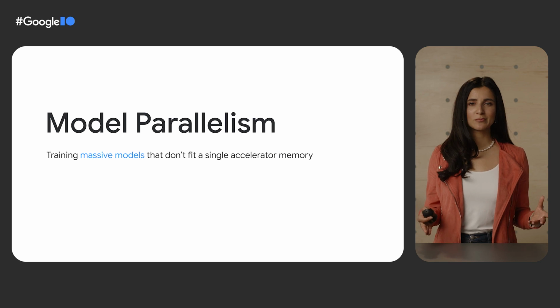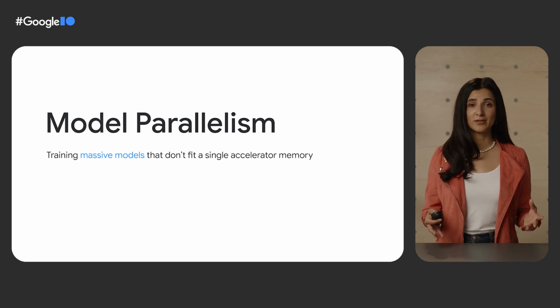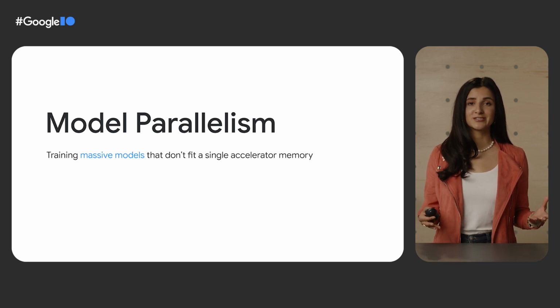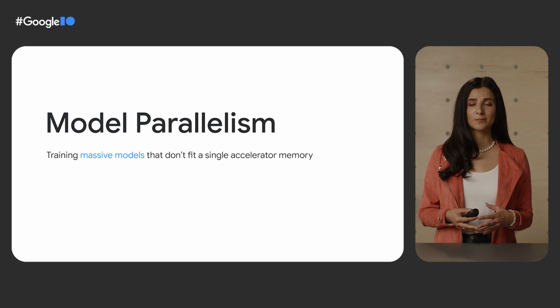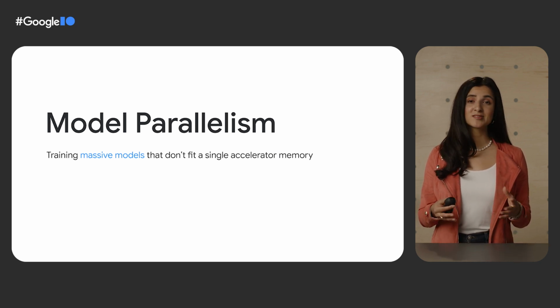But what do you do when your model parameters start to number in the billions, or when you don't just have a large data set, but every sample in your data set is so large that you can only fit a batch size of 1 or 2 on each accelerator? Well, this is precisely where model parallelism shines.